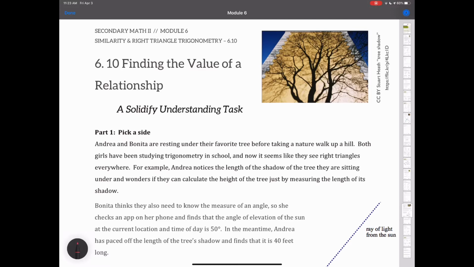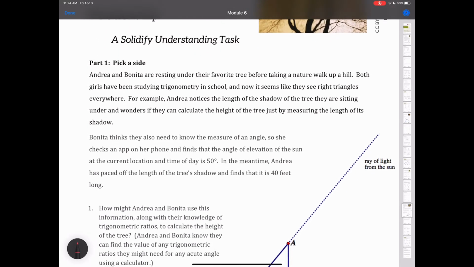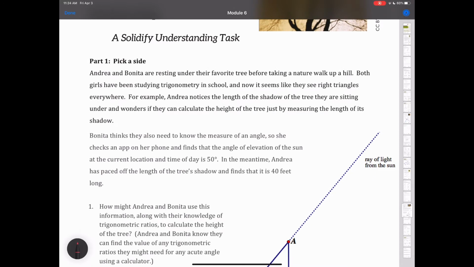Let's go ahead and jump right on into 6.10, finding the value of a relationship. So we've got a couple parts here that we're dealing with today. Part 1, pick a side.